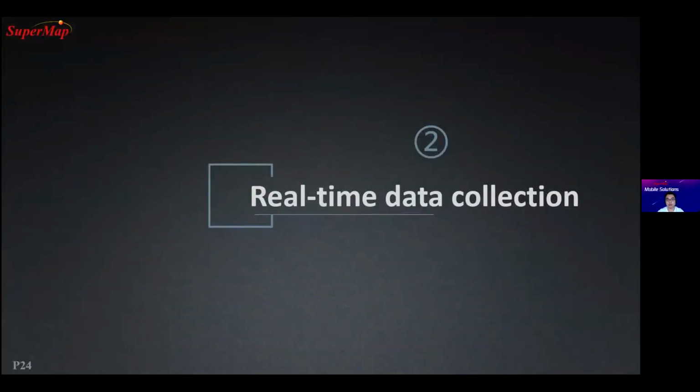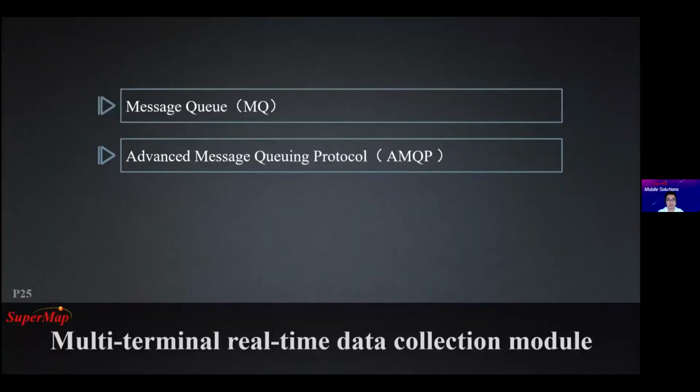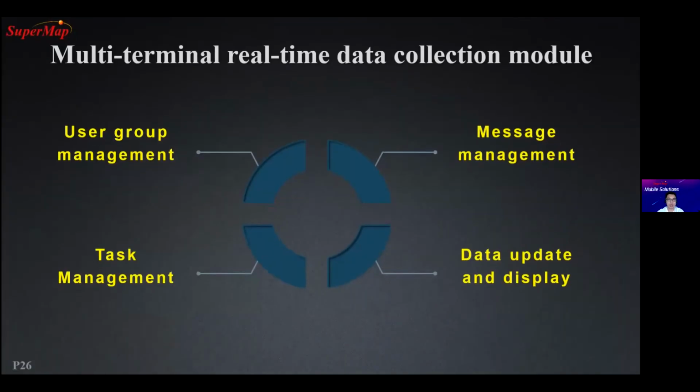Yeah, so after you know these 7 features of the SuperMap iMobile, and then the main part, I will show you the real-time data collection. So for the data collection, we have these 2 technical foundations. The first one we call the message query, and the second one is the advanced message query protocol. And based on these 2 technologies, we built these 4 functions in this module.